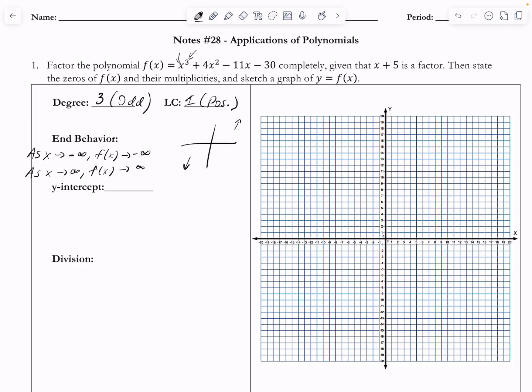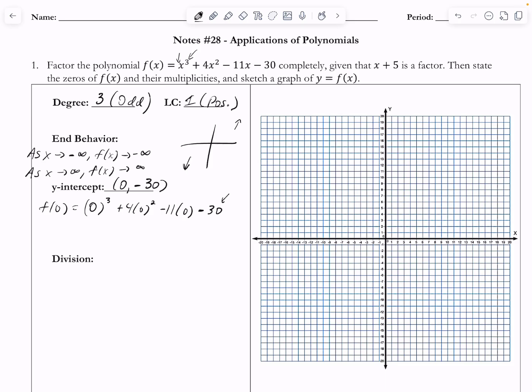Okay, to find the y-intercept, like we've done for a couple of lessons now, we're going to plug in 0. So I'm going to do 0 cubed plus 4 times 0 squared minus 11 times 0 minus 30. And what you'll notice is that all of these first terms are going to become 0. So your y-intercept is just going to be that minus 30. So 0 comma negative 30.